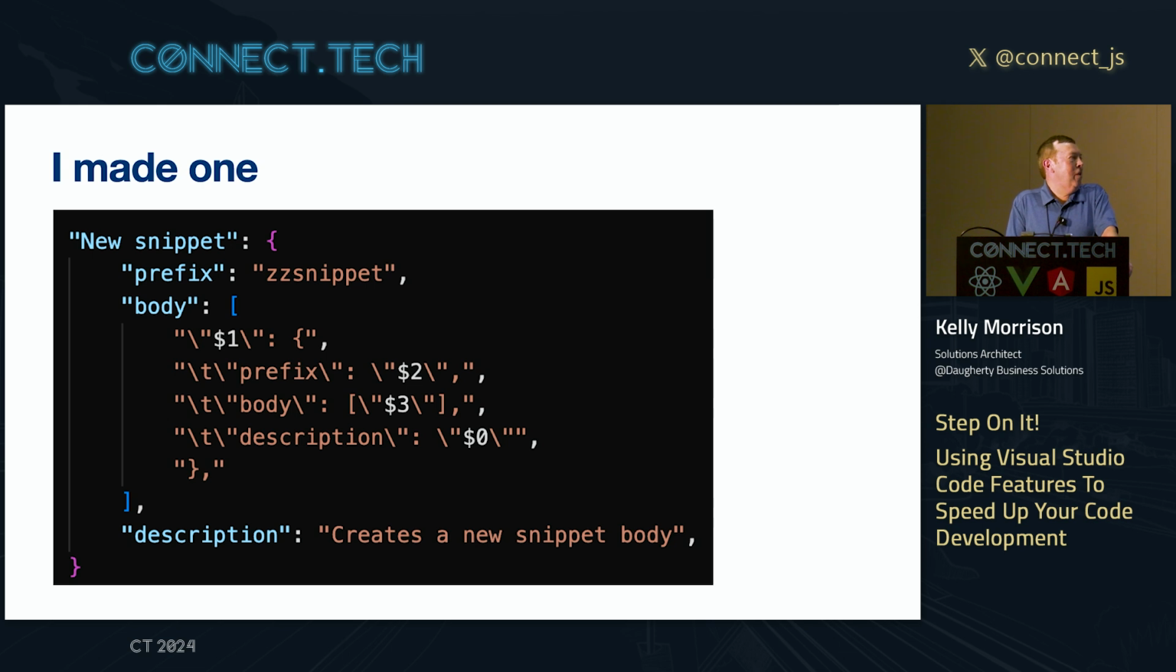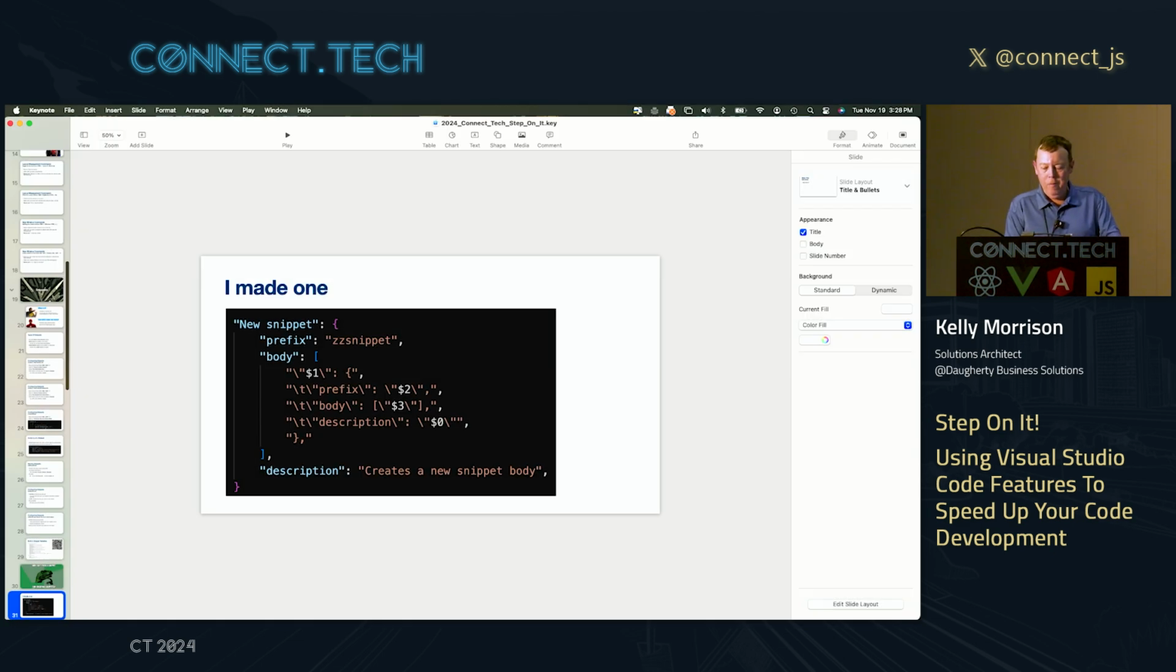What you can do is create a snippets JSON file. When you go to create a snippets file, just create one called snippets. Then you can type ZZ snippet, and it'll actually paste in the body of a snippet for you. So that makes it a whole lot easier to create these.